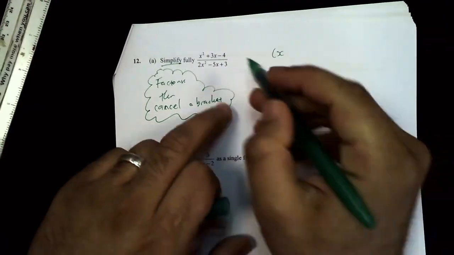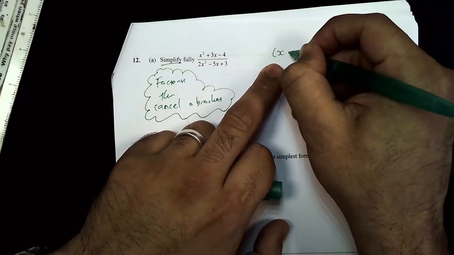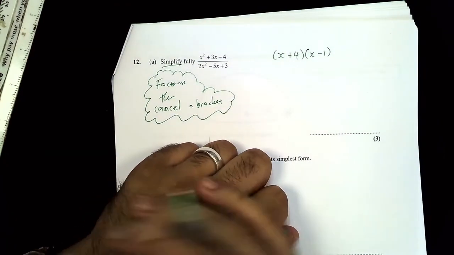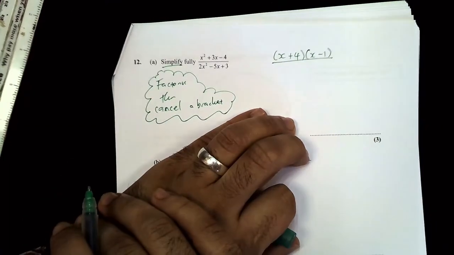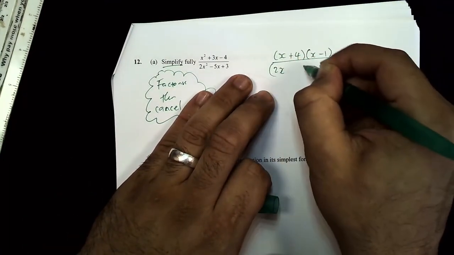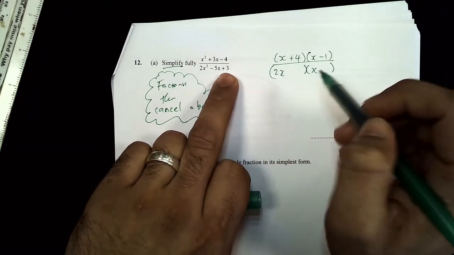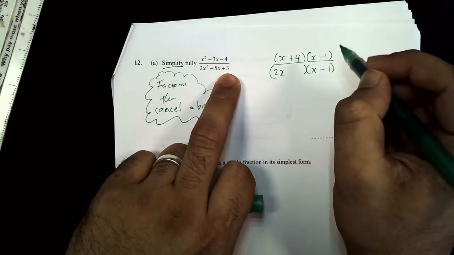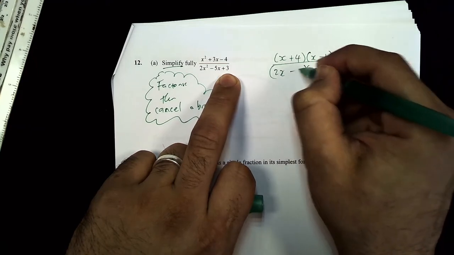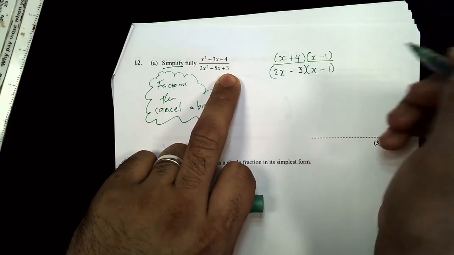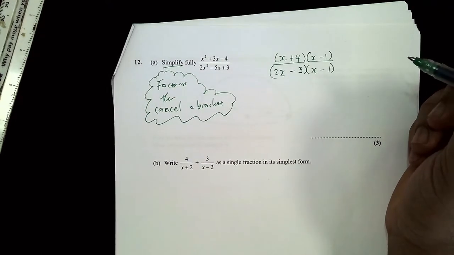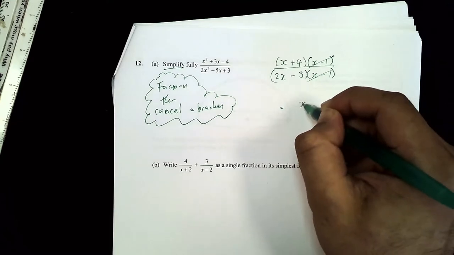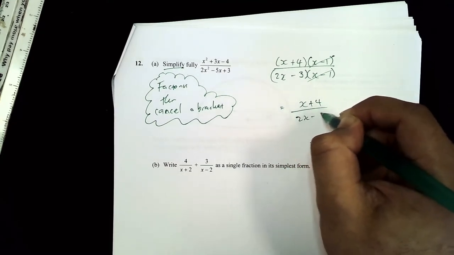So we'll factorize the top. Factorize the top gives me x plus 4 and x minus 1. If you don't know how to factorize, go and watch the video on it. And factorizing the bottom gives me 2x and x, and it's going to be 3 and 1. Okay, now looking at those two, you've got one bracket the same here and here. So final answer, x plus 4 over 2x minus 3.